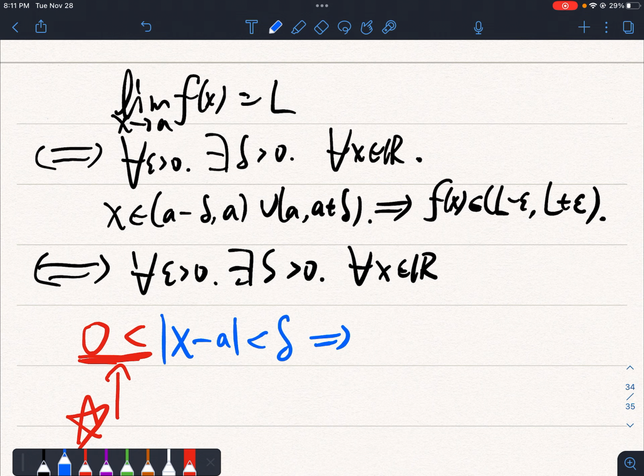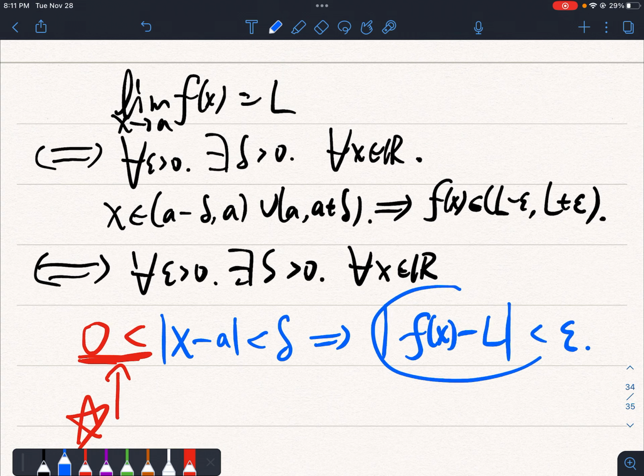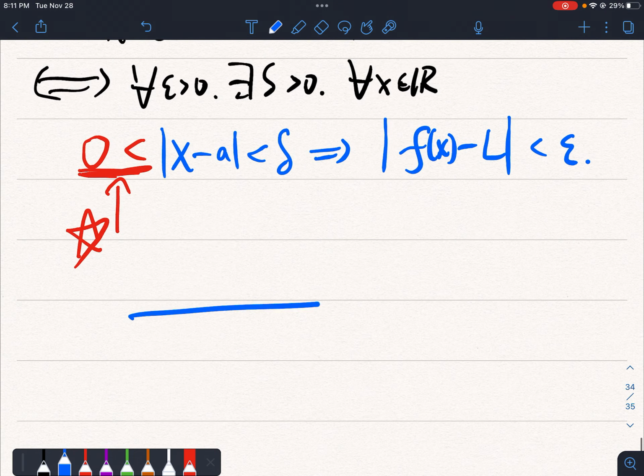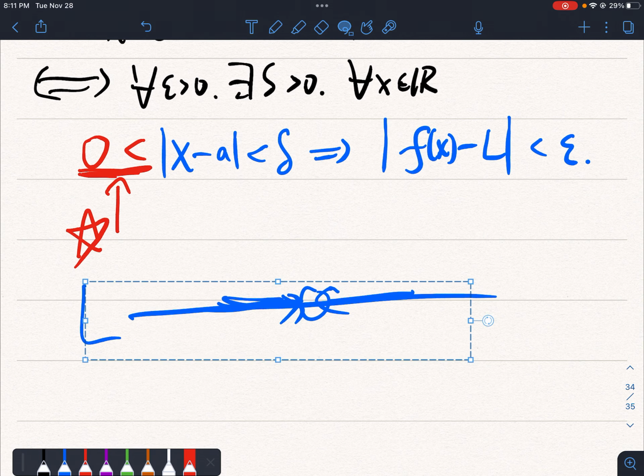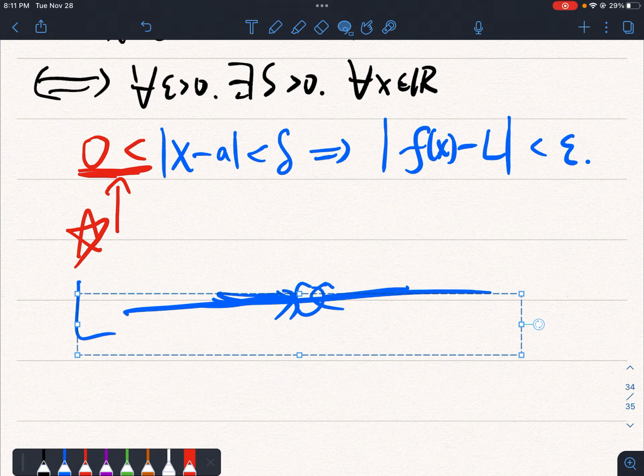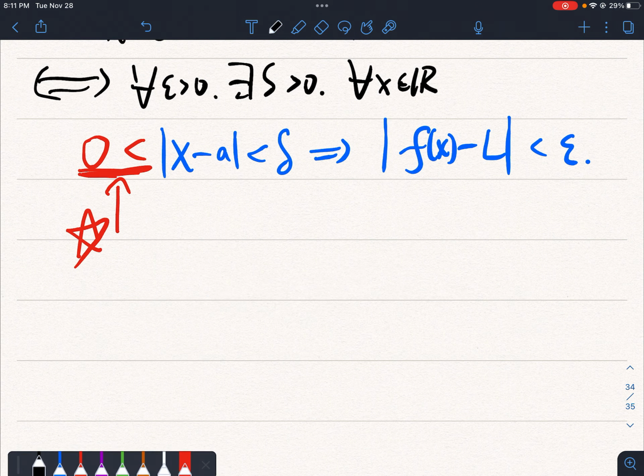Then, also less than delta, this means the distance of f of x to L is less than epsilon. For here it can be equal to 0, right? Because for example, if it's the constant function L, then clearly when x goes from the left or from the right, it will converge to the constant. So maybe that will be the first example.